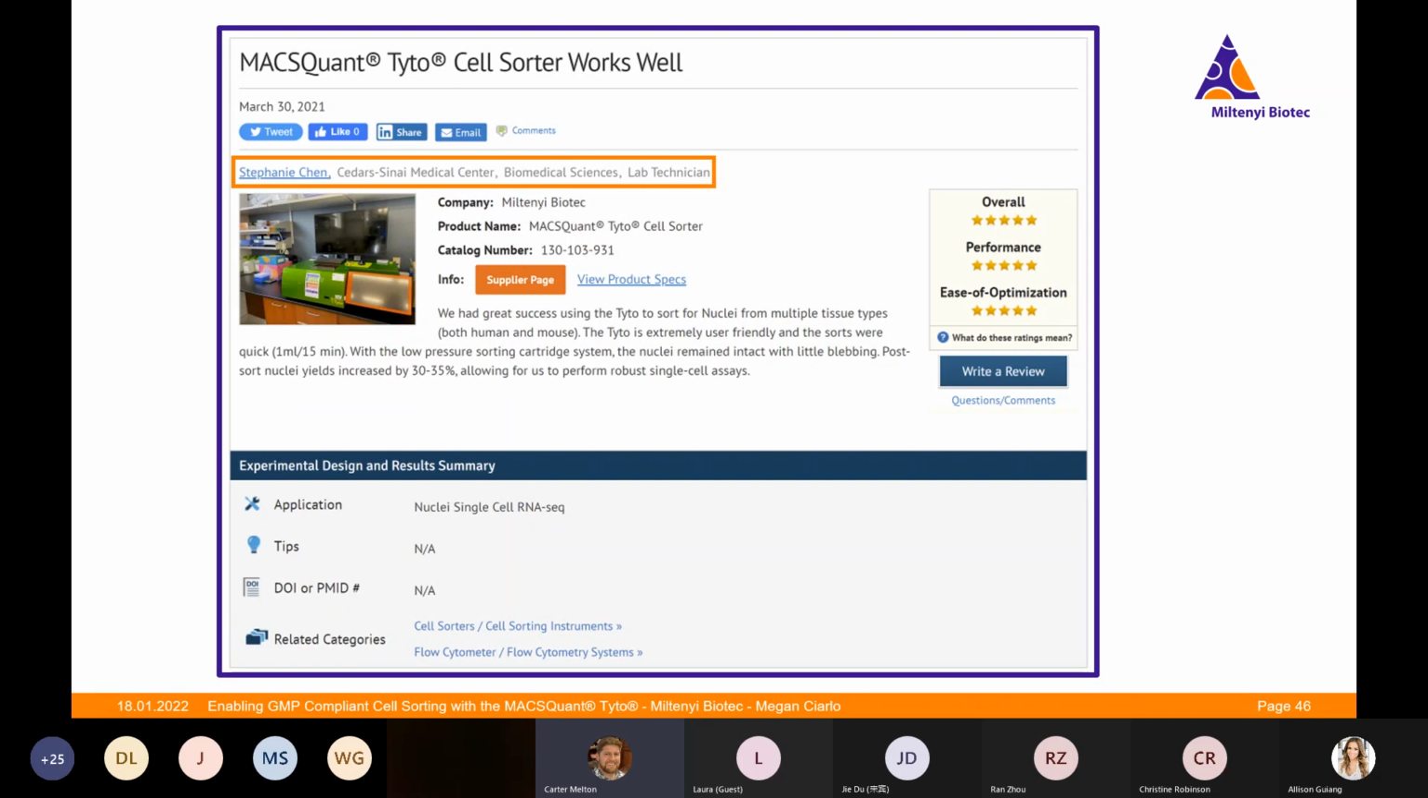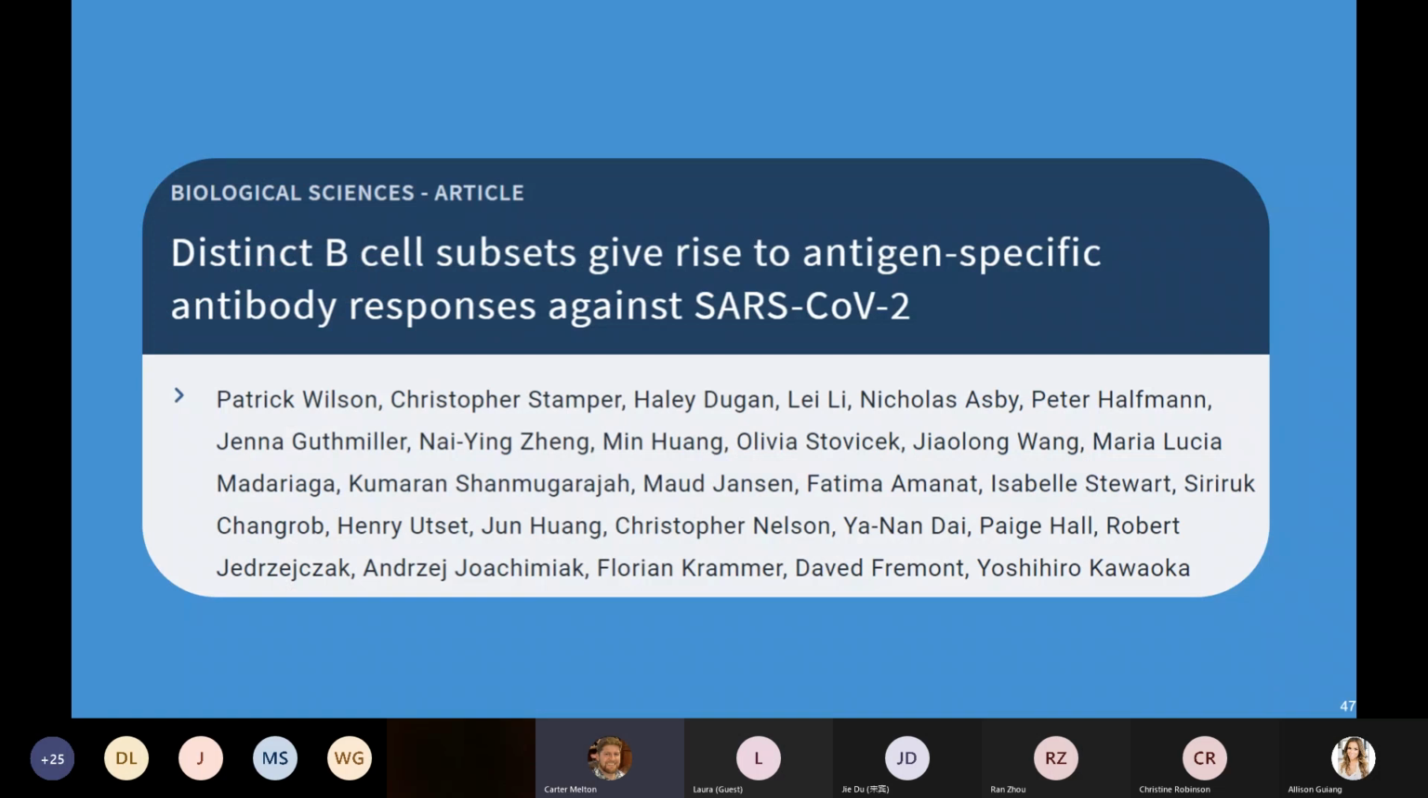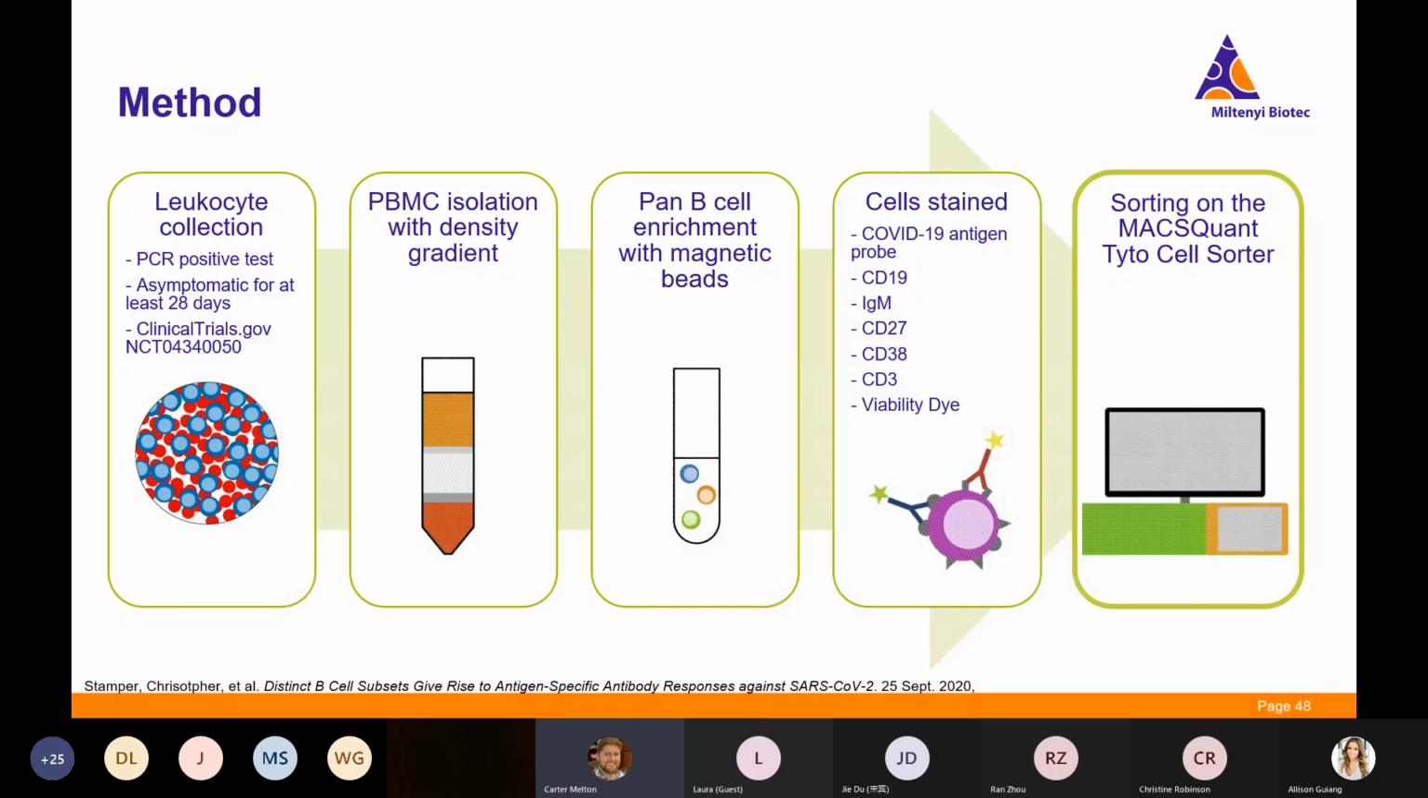So you can always see that there are some testimonials saying that it does do a great job at sorting these nuclei. If we go to the next slide. This was done at the University of Chicago with the Wilson lab, but essentially they were looking at B cells and the antigen-specific B cells in terms of SARS-CoV-2. So the next slide shows the overall workflow.